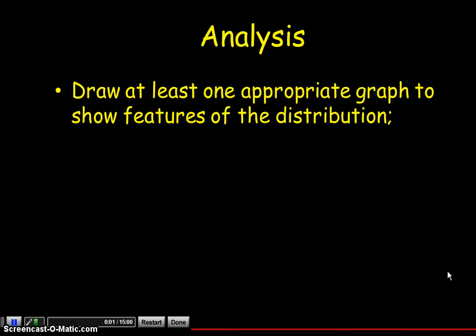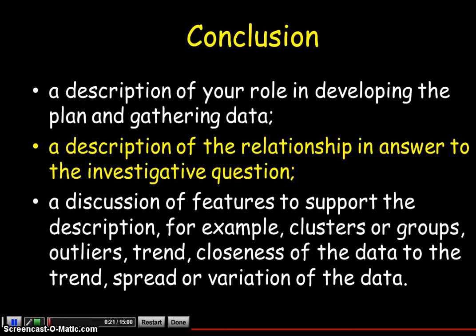Now that you've collected your data, we're going to have to look at an analysis and conclusion. So for the analysis, you just have to basically draw a graph. It'll be a scatter graph for bivariate data. And then we're going to have to look at the features of the distribution. You'll get given some sort of clues as to what you're going to write about, so you might see something like this in your assessment.